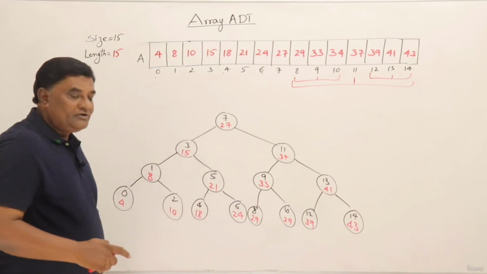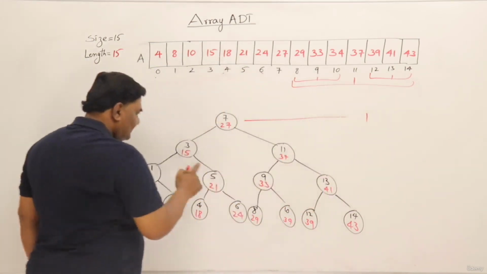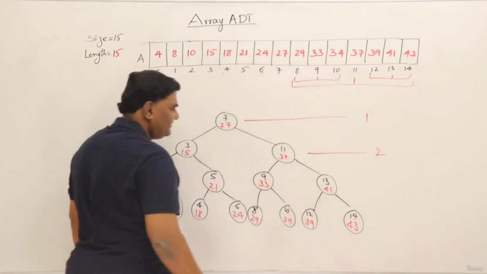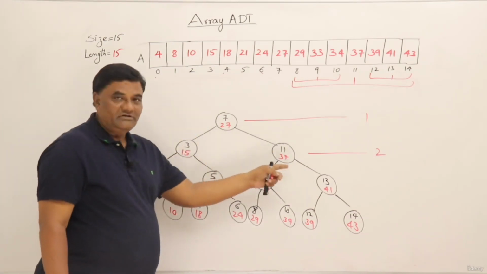Now if you observe, 27 can be found in just one comparison. Then 15 and 37 can be found in two comparisons. Means if the element is 15, we go on the left hand side. If the element is 37, we go on the right hand side.